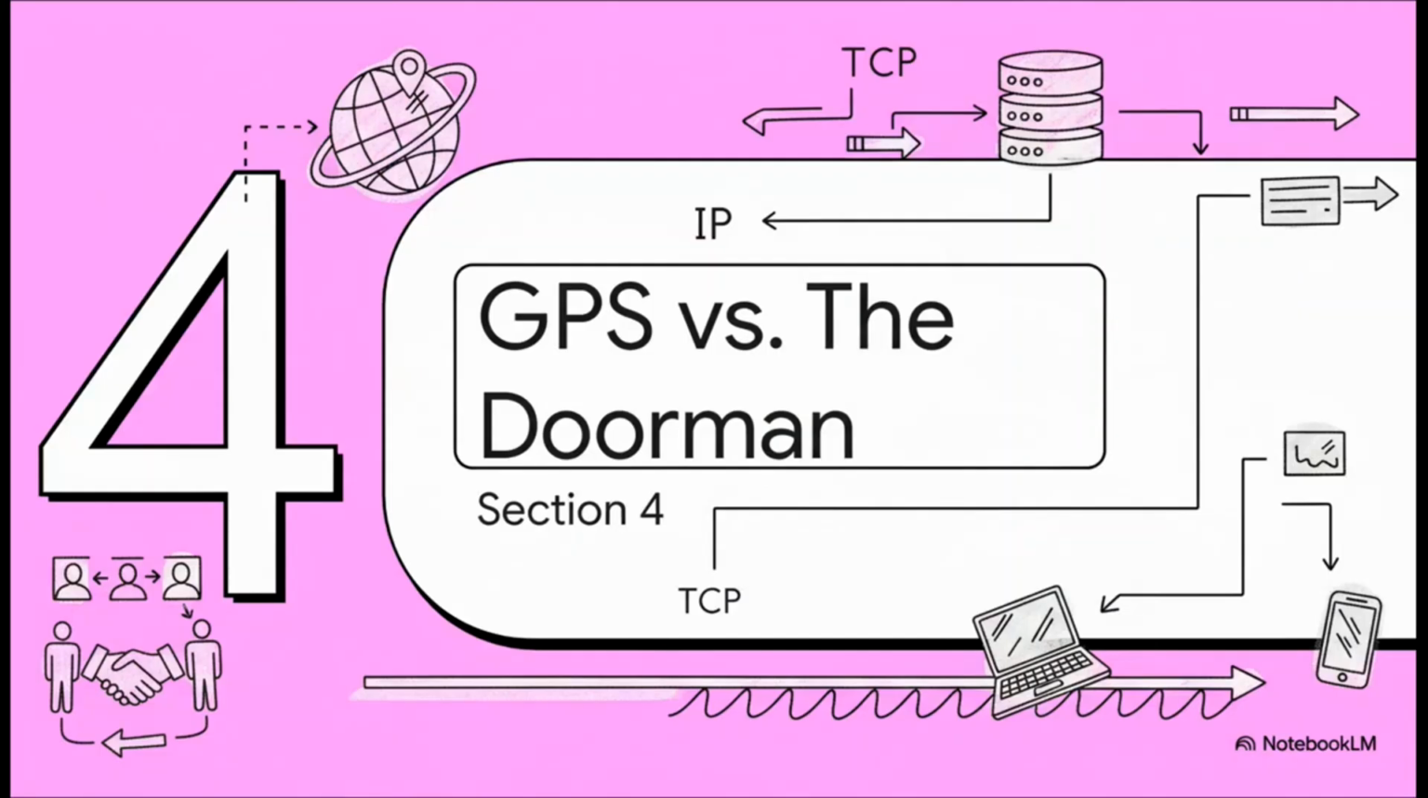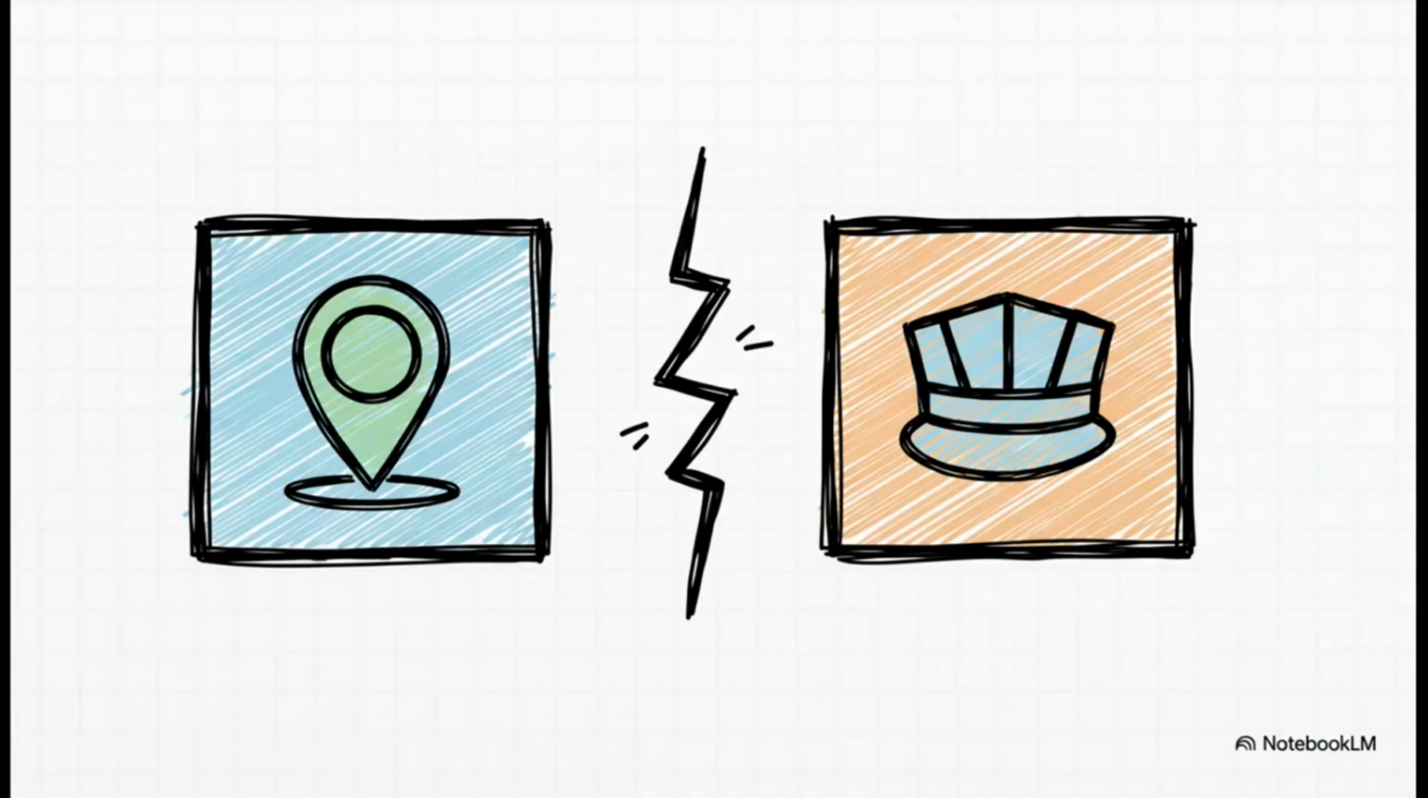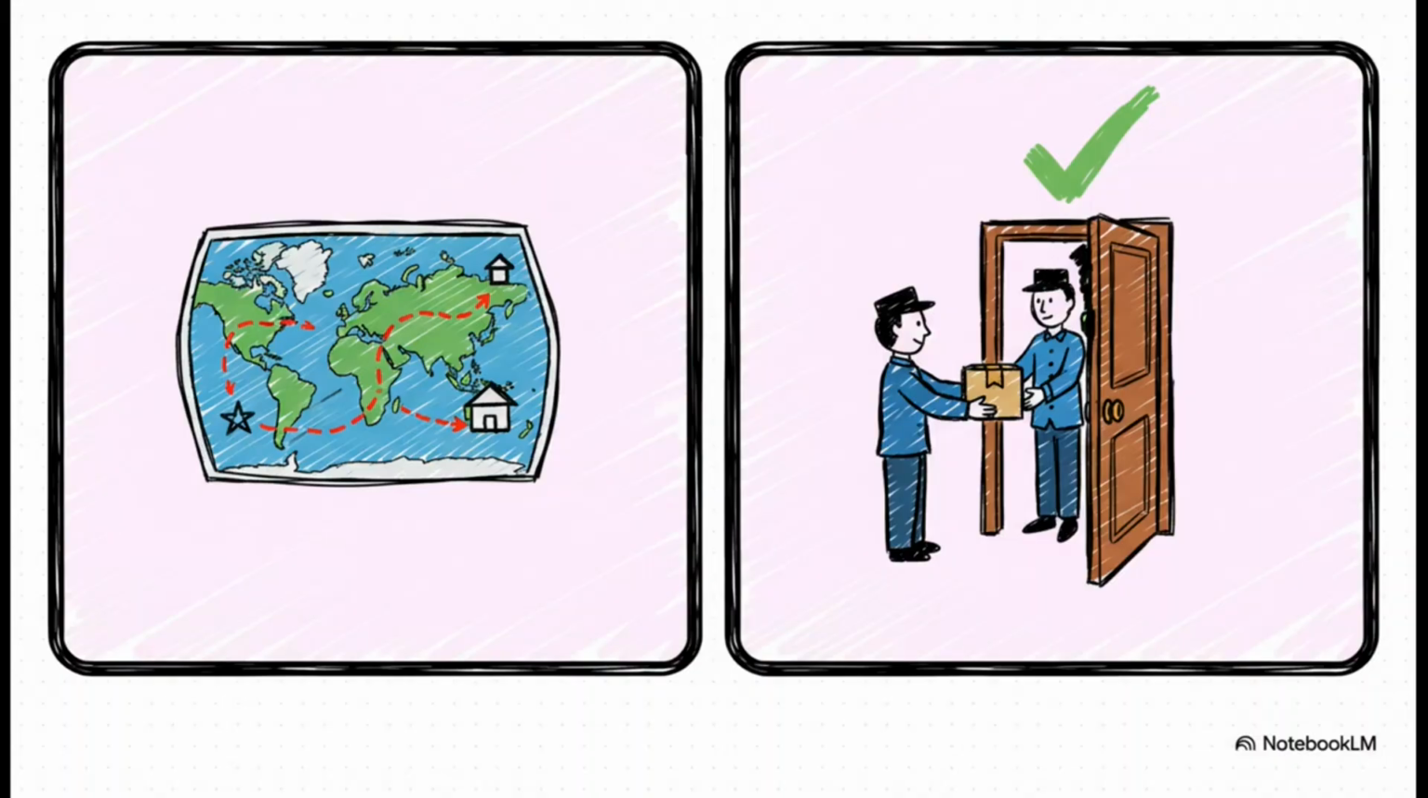All right, last section, and this is a big one. Section 4, GPS versus the doorman. We are going to clear up what is probably the single biggest point of confusion in all of networking, the real difference between TCP and IP. I mean, you hear it all the time, right? TCP/IP. It just rolls off the tongue like it's one single concept. But it's not. As we've just seen, there are two totally separate things, working on two completely different layers of this whole process.